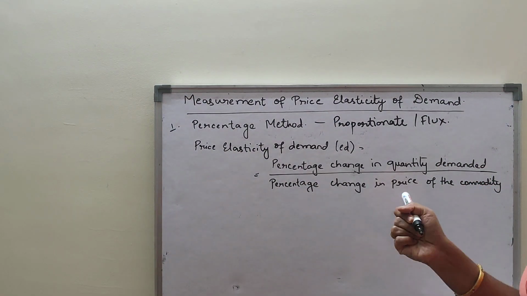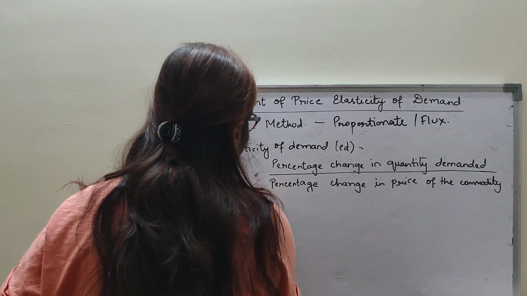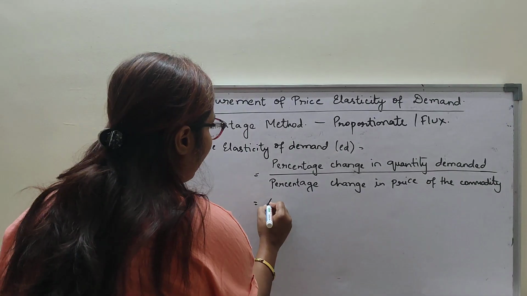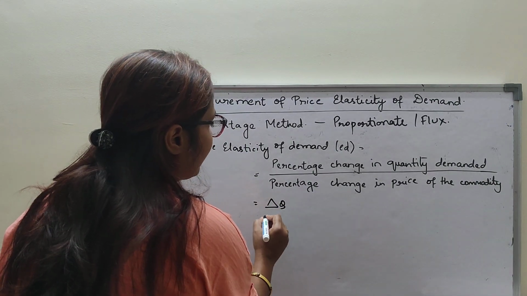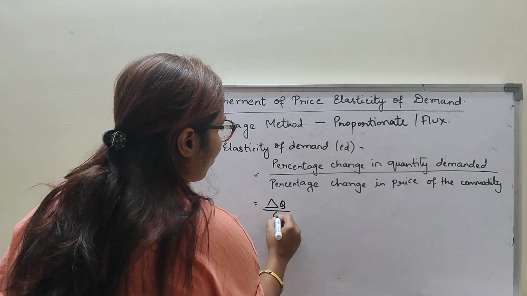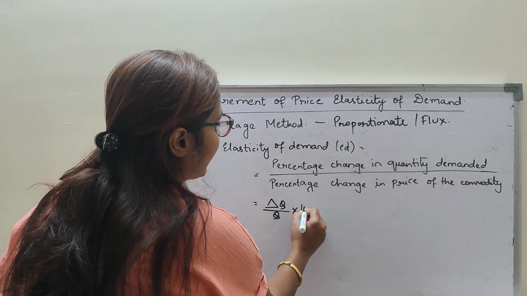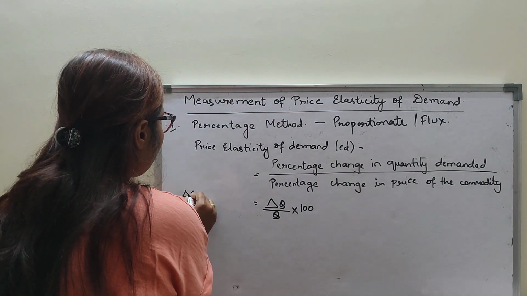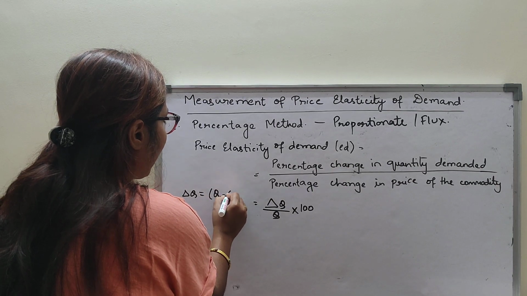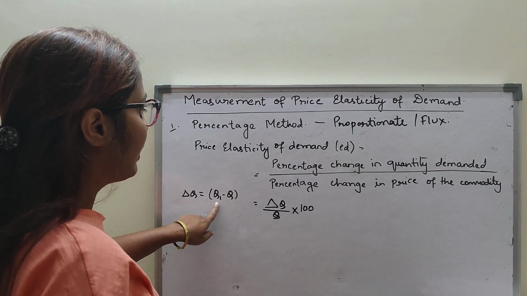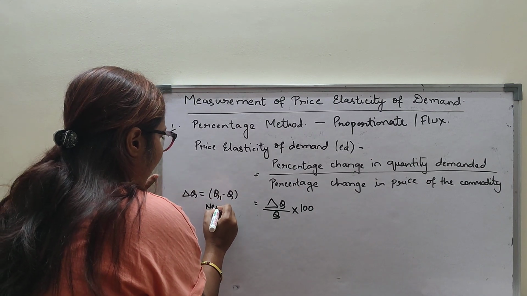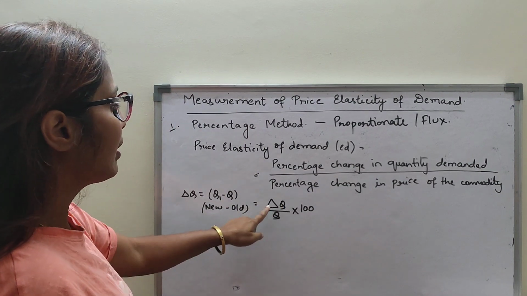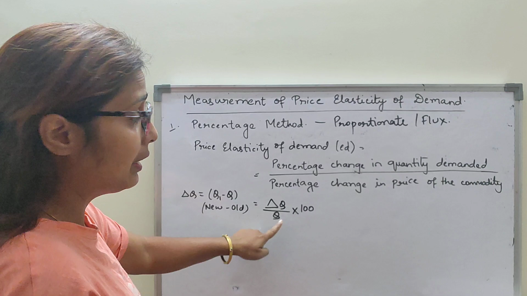So percentage method, children, formula is, just have a look. This is the percentage change in quantity demanded. So change in quantity demanded, children, will be like this. Change in quantity demanded, that is delta Q by Q into 100. Okay. This is change in quantity demanded. Delta Q can be regarded as Q1 minus Q. We can take it as anything. Q1 is the new quantity minus old quantity. Clear? So delta Q is the new minus old, that is change in Q by quantity into 100.